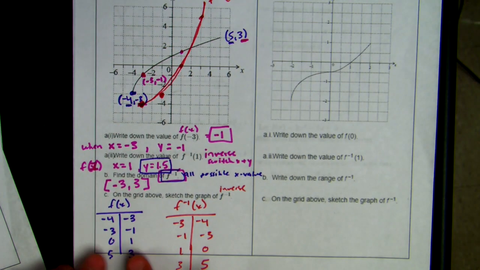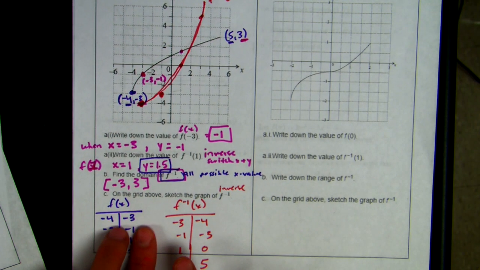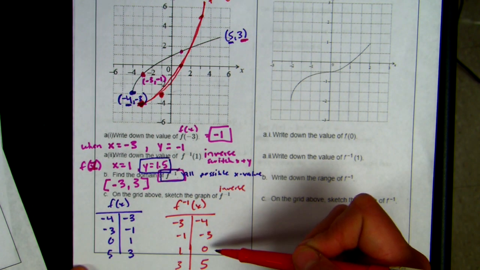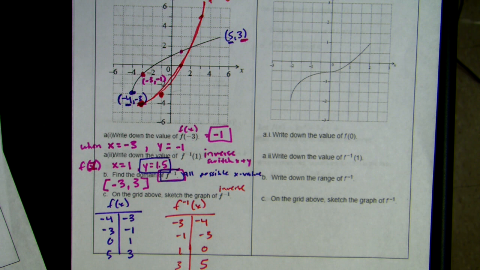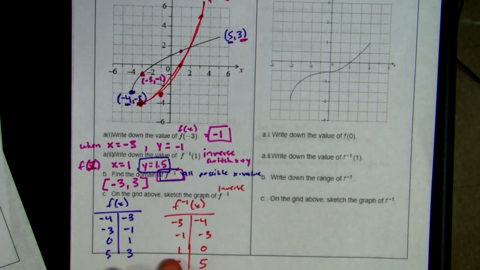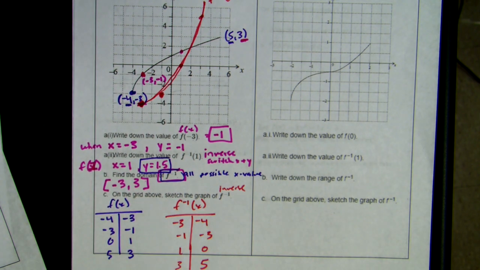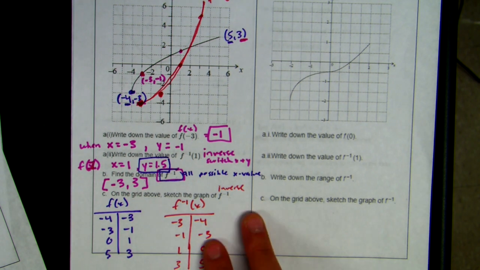All I did was pick points from my actual function, switch the x and y values to get points for my inverse function. Inverse is one of those concepts that if you fundamentally know that it means to switch the x and y values, you can figure out most of these questions. So write out the table of the actual function, switch the x and y values to find your inverse function.